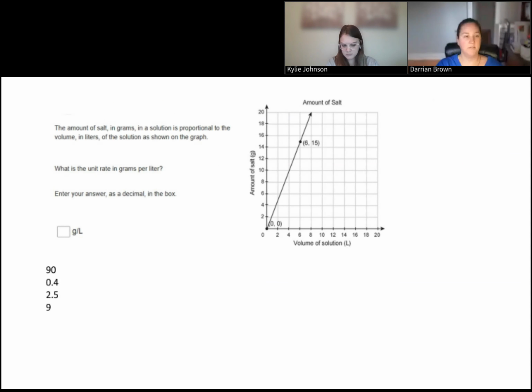Let's go to slide 5. This will be like number 4 on your test. All right, this one has a graph that we have to look at. It says the amount of salt in grams in a solution is proportional to the volume in liters of the solution as shown on the graph. So basically, all of that tells you that this graph is proportional. What is the unit rate in grams per liter? Okay, so we're trying to find unit rate. Go ahead and highlight unit rate.